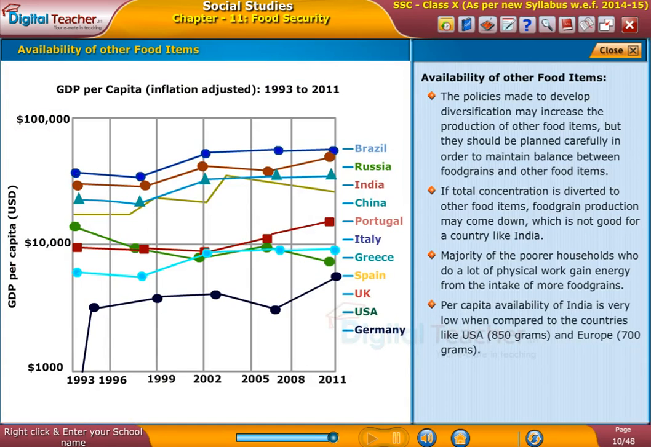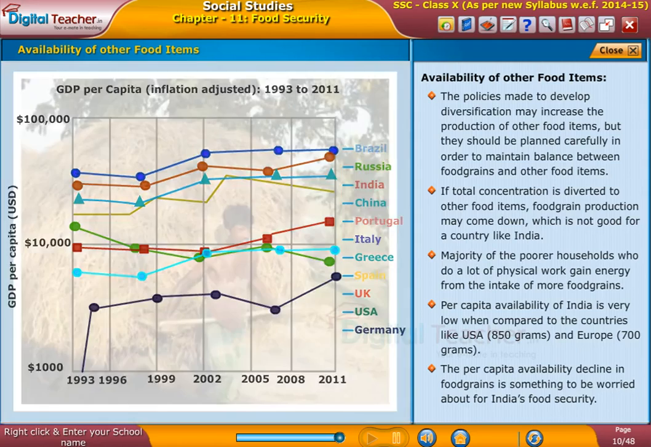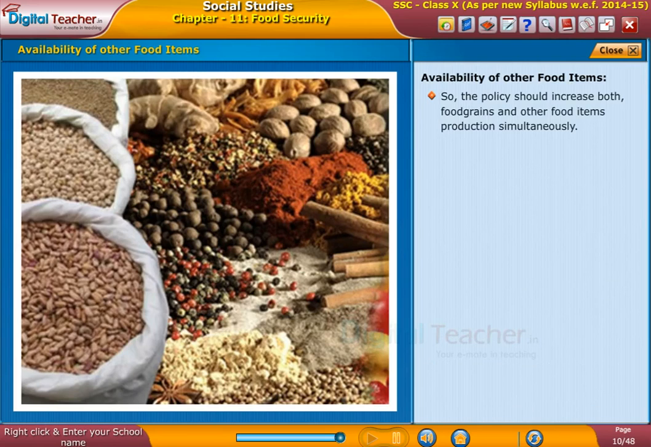Per capita availability of India is very low when compared to the countries like USA 850 grams and Europe 700 grams. The per capita availability decline in food grains is something to be worried about for India's food security. So, the policy should increase both food grains and other food items production simultaneously.